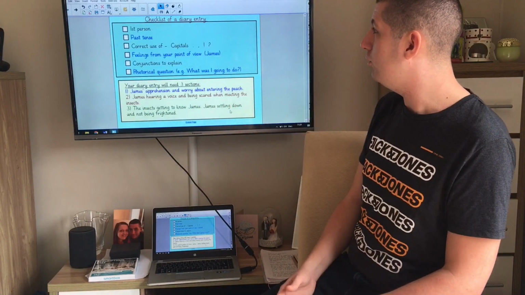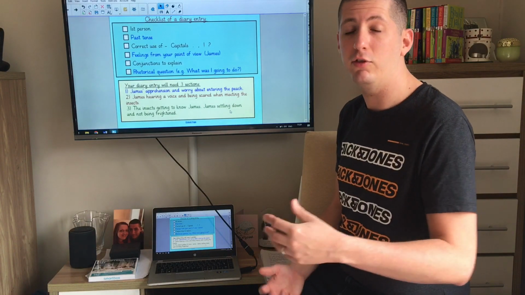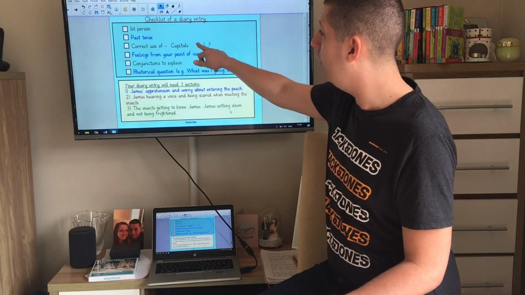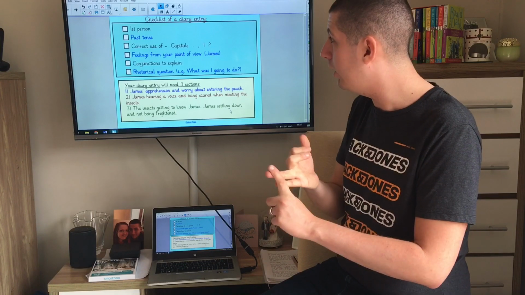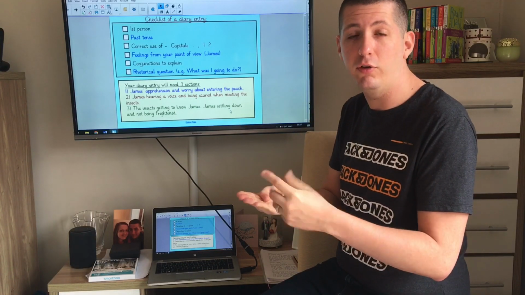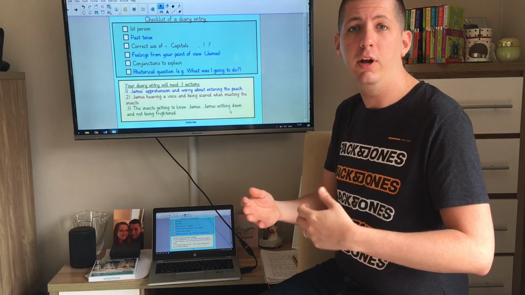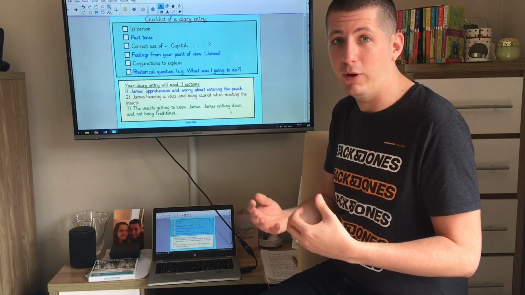So here's your checklist of a diary entry. In a moment I'm going to make this full screen so you can see this, to make sure that you can use it when you're writing your own diary entry. But we need to remember all of the things from the checklist of the diary entry. Keep it in first person, past tense, using correct punctuation, feelings from your point of view because it's first person, conjunctions to explain, and maybe a rhetorical question to ask the reader, which is going to be you when you read your diary back, how you felt about something.